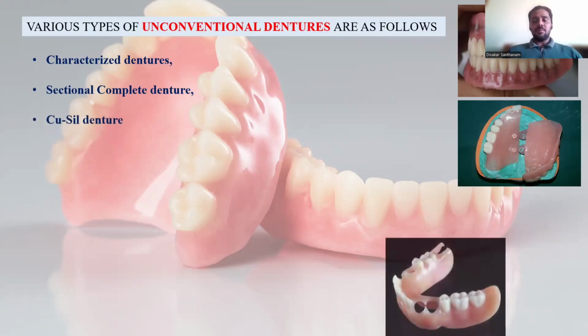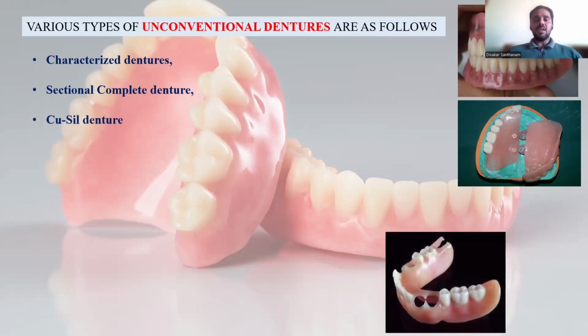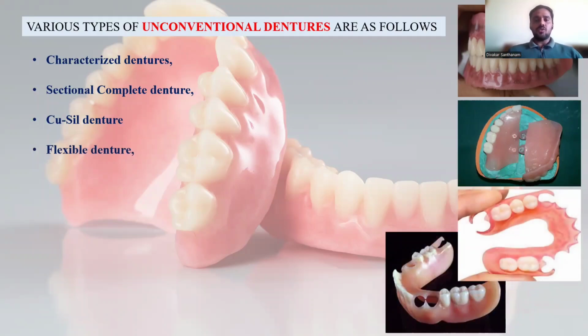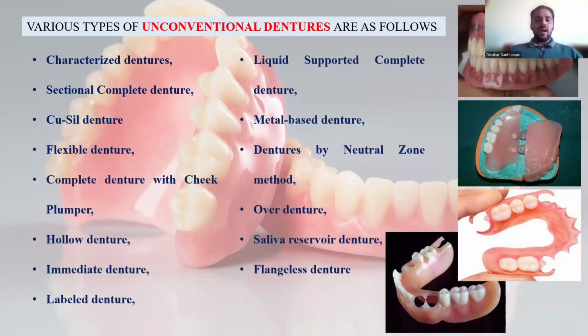Cu-sil denture, it is a type of RPD used when the patient's remaining natural teeth, 2 to 3 teeth, are present in the patient's mouth and the patient is completely periodontally compromised and is not willing for extraction. In such cases, we can go for a Cu-sil denture, the denture which will cover the teeth all around. When we see this picture, you can appreciate that. Then a flexible denture, which we routinely use for most of the RPD cases nowadays.